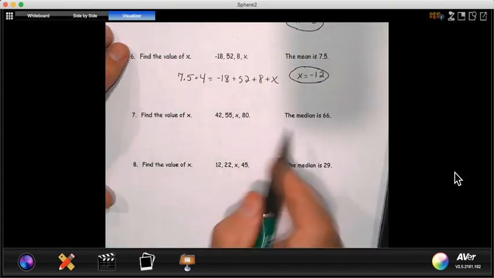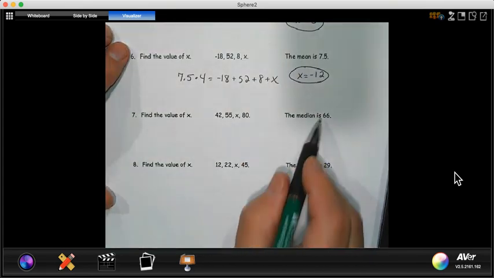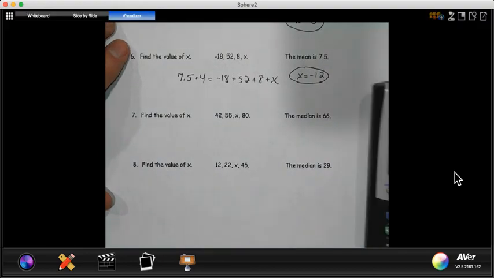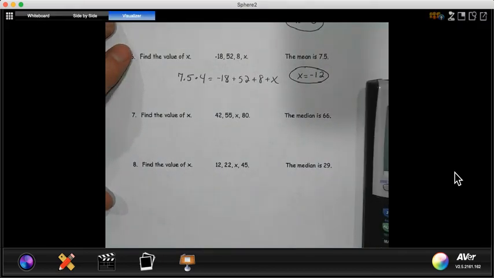All right. Median is 66. So the median of these numbers needs to be 66. Oh, I wonder if I did some of these wrong in the homework. I'll have to check too because I don't remember doing these. So I should double check. I probably did mean on all of them, so I better quick double check.